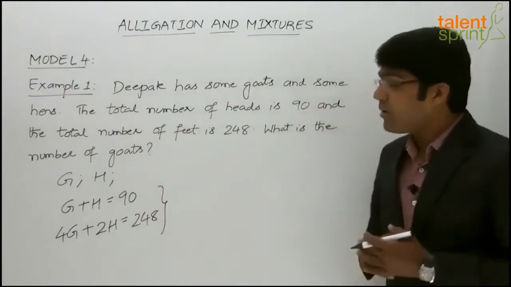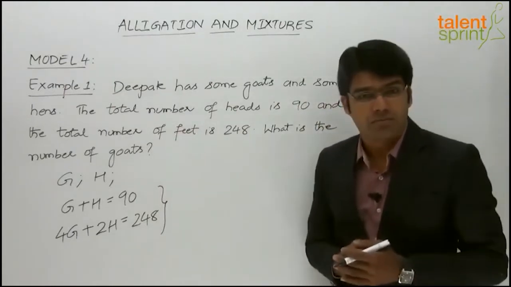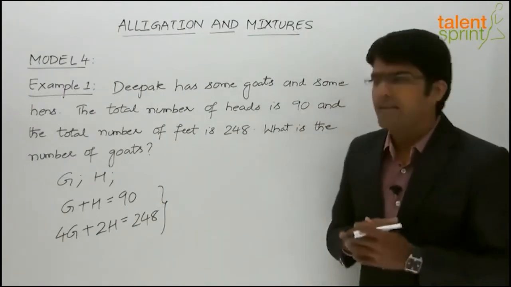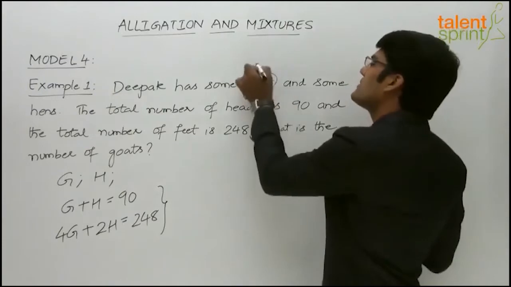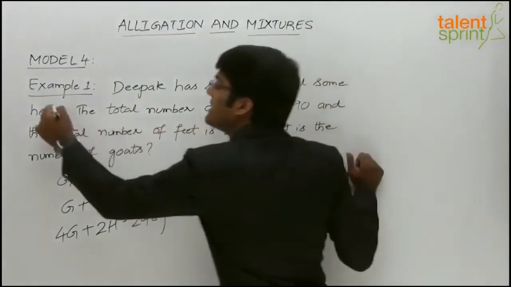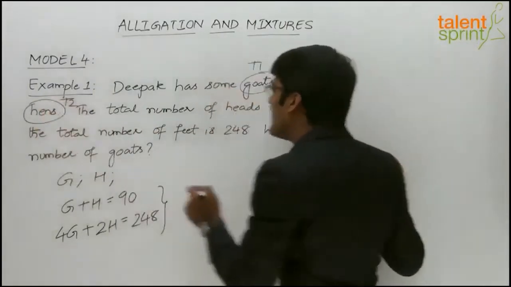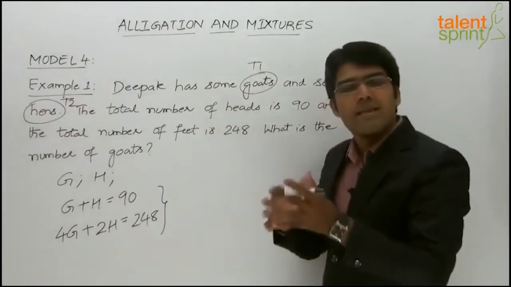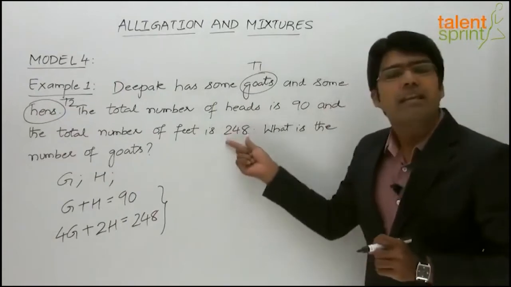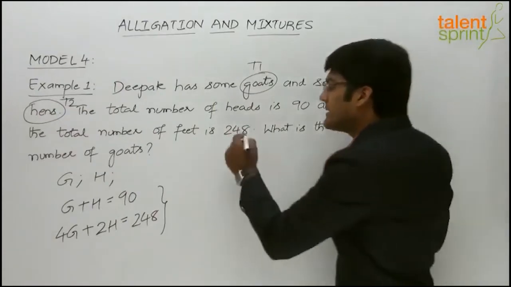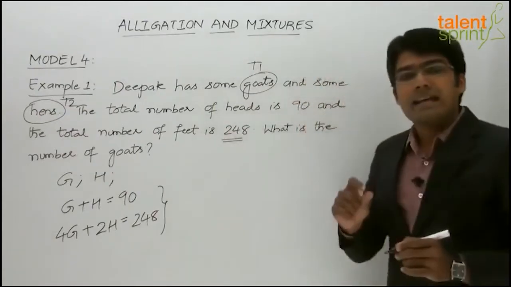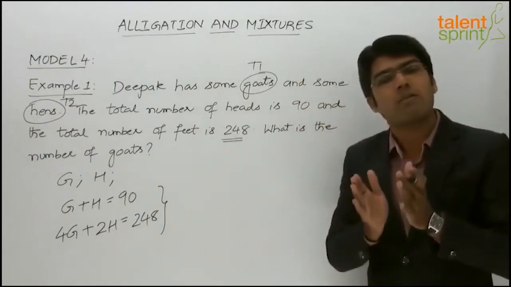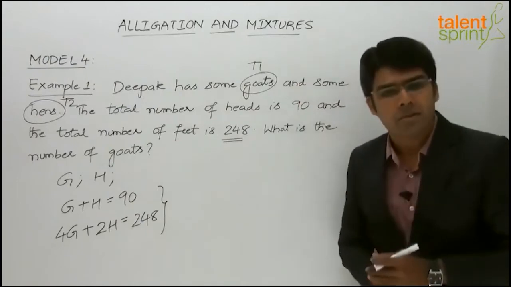Interestingly, this question can also be answered using the alligation rule, because it is all about a mixture of two different types of animals. Let us assume type 1 is goats and type 2 is hens. We know that the total number of animals is 90 and the total number of feet of both types of animals together is 248. Now this value can be taken as the mean value or the mixture value. That is, 248 is the number of feet of all the animals together.